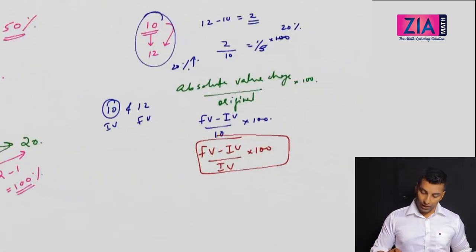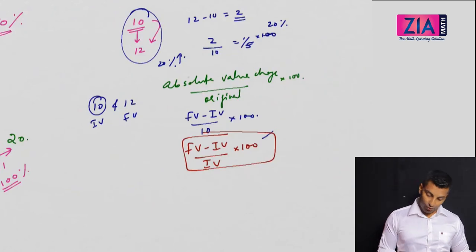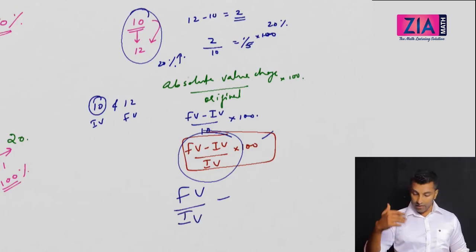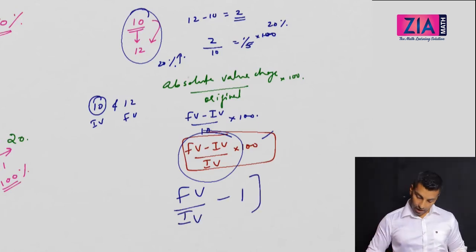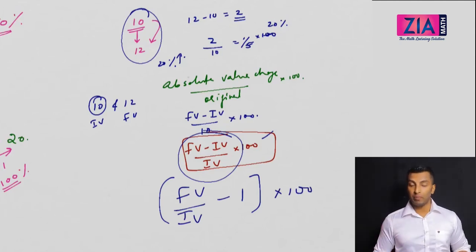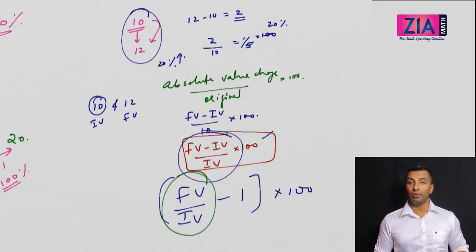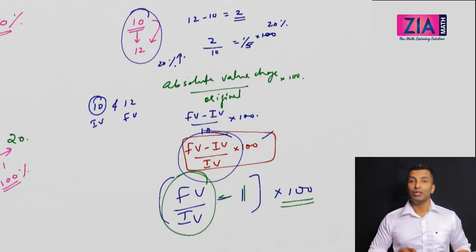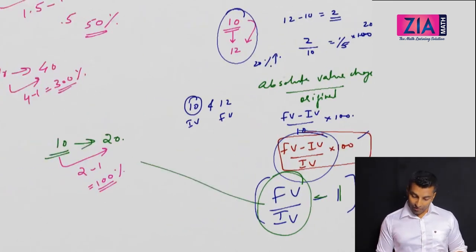But in fact, we are actually using this formula only. See, I can write it like this: final value by initial value minus initial value by initial value, which means 1, into 100. So when I say take the factor of multiplication, I am actually telling you to do this: final value divided by initial value, then minus 1, then add 2 zeros, which means multiply by 100. This is how we use the formula.